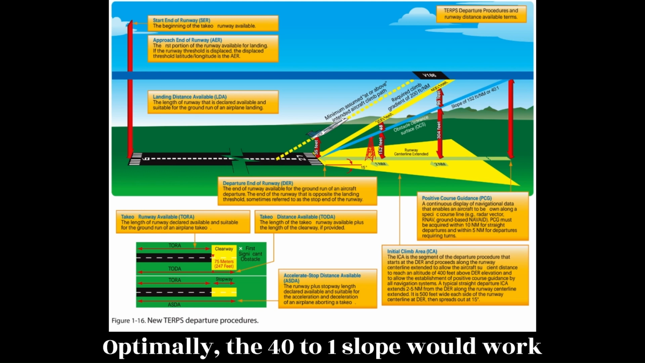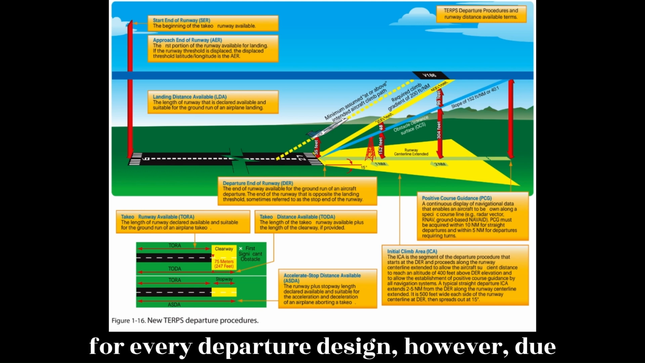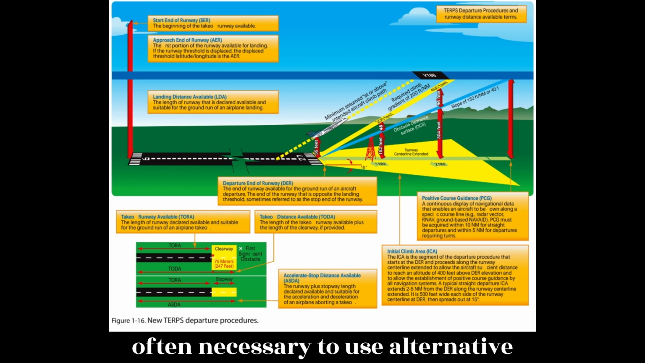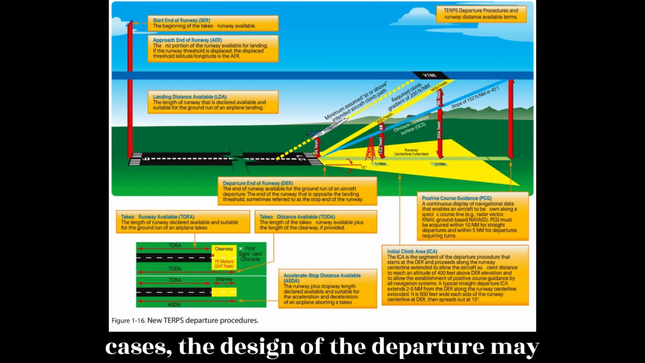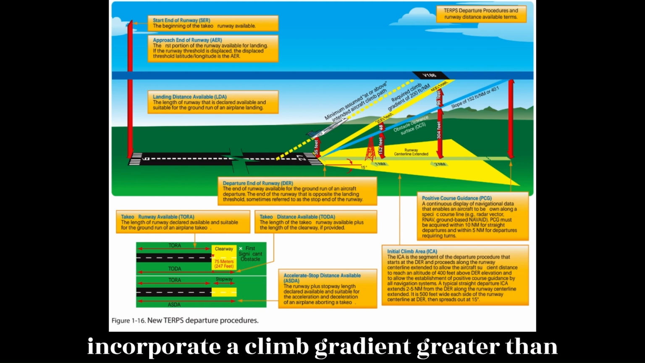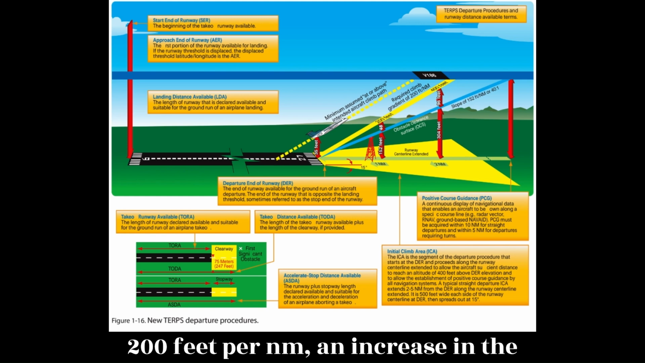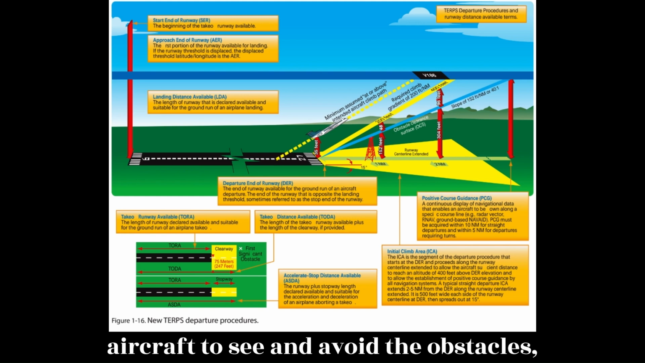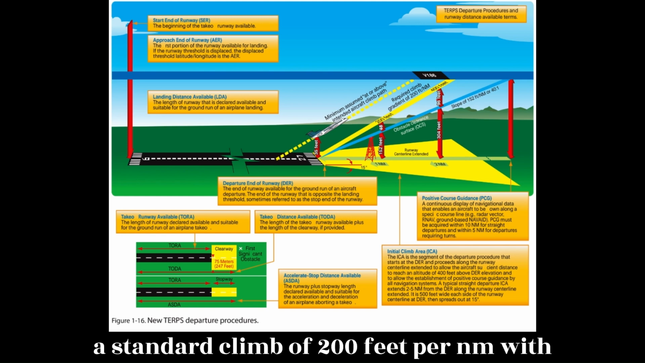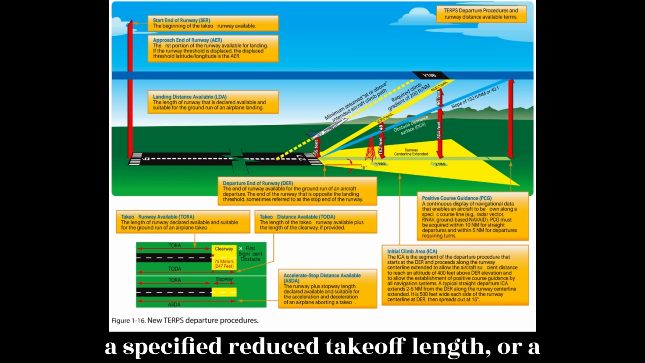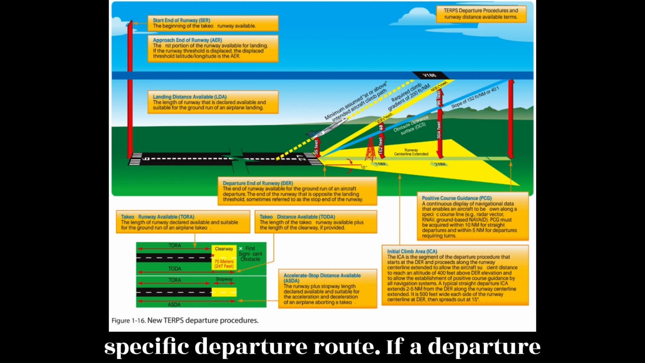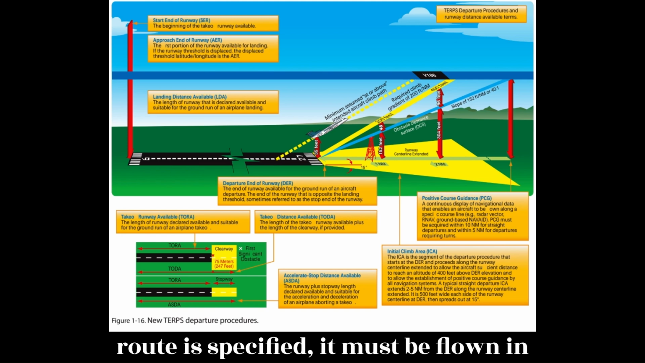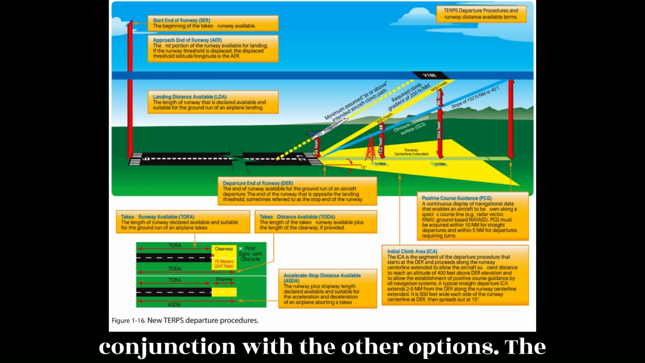Optimally, the 40:1 slope would work for every departure design. However, due to terrain and man-made obstacles, it is often necessary to use alternative requirements to accomplish a safe, obstacle-free departure design. In such cases, the design of the departure may incorporate a climb gradient greater than 200 feet per nm, an increase in the standard takeoff minimums to allow the aircraft to see and avoid the obstacles, a standard climb of 200 feet per nm with a specified reduced takeoff length, or a combination of these options and a specific departure route. If a departure route is specified, it must be flown in conjunction with the other options.